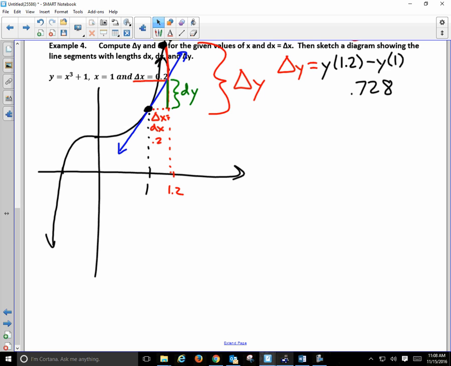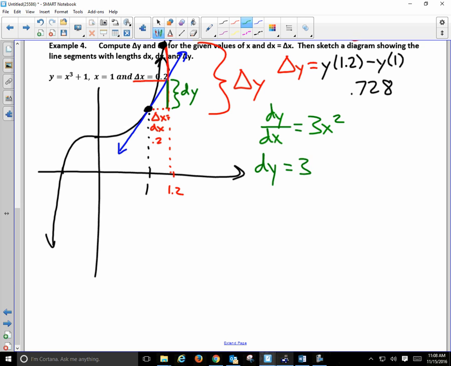Let's find dy. So Claire said in order to find dy over dx, I do take the derivative. What is the derivative of x to the third plus 1? 3x squared. Therefore, my differential is 3x squared dx. So dy is equal to, what do I plug in for x? So I get 3 times 1 squared times, what is dx? 0.2, so 3 times 0.2 is 0.6.